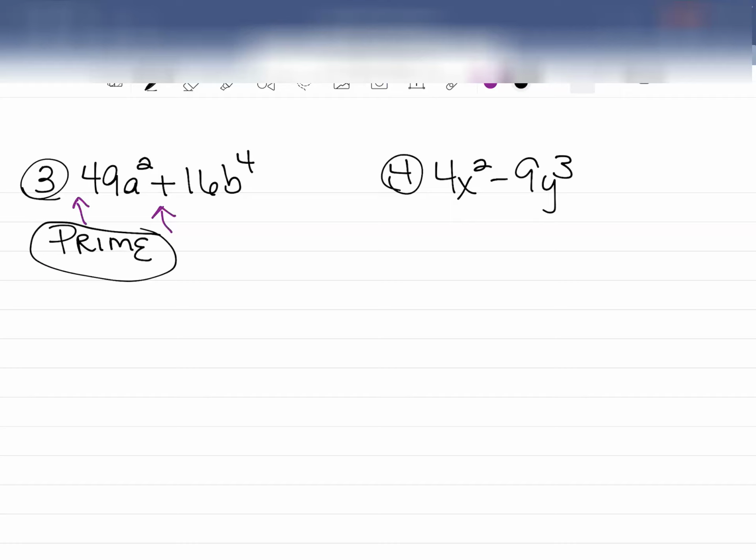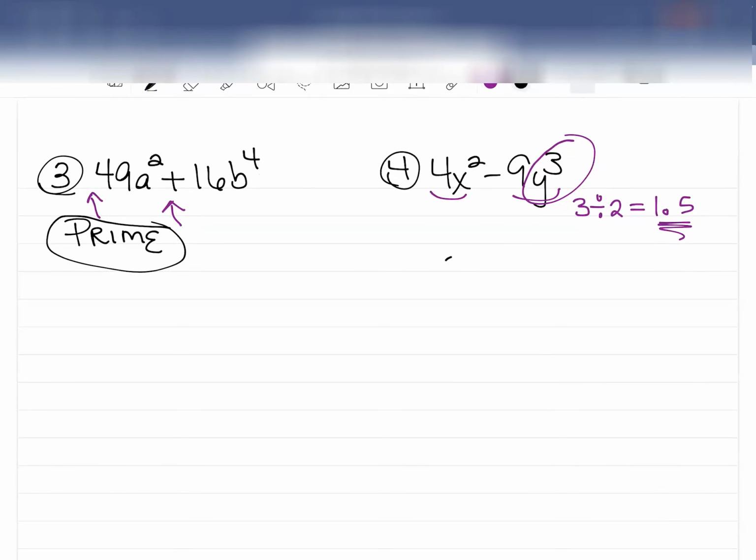On the next example, the 4x squared part, I can figure out what's being squared on that one. The 9y cubed is the one that's giving me a problem. I have the two different signs, but this y cubed is going to mess me up. Because if I take the exponent of 3 and divide by 2, that's not going to give me a nice pretty whole number. That doesn't work. So that's the most we can do with it. So we're going to write prime.